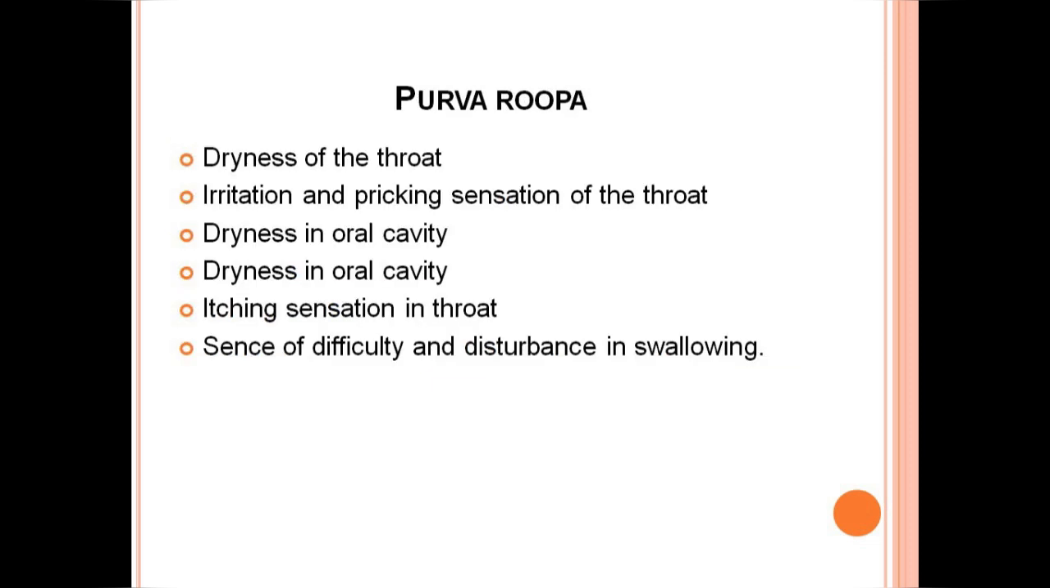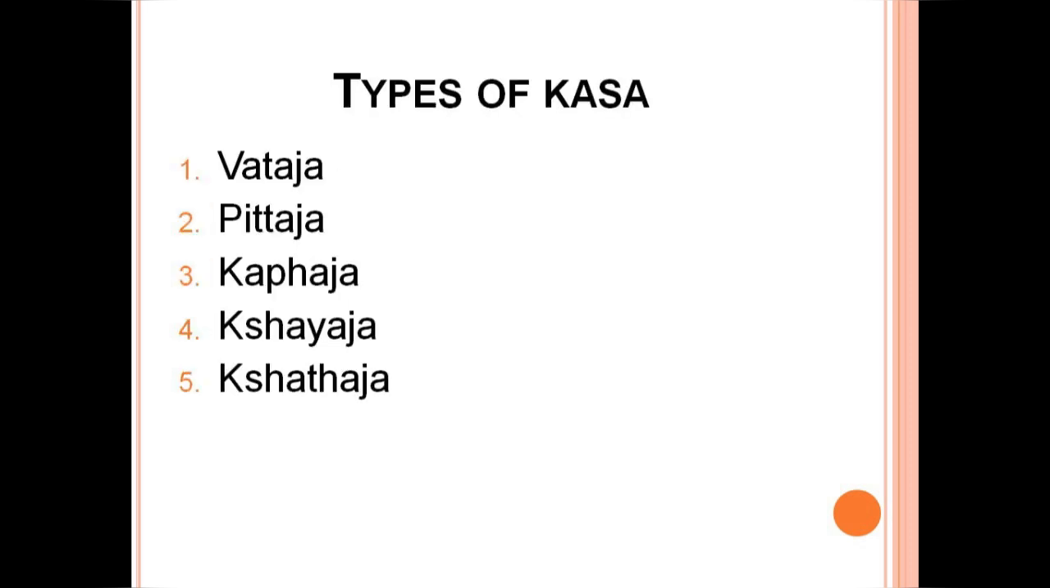And now it's Purvarupa, which are the premonitory symptoms of coughing. When you cough a lot, your throat gets very dry and there would be a sense of irritation in your throat, dryness in the oral cavity and a sense of itching in the throat. Since the throat is involved a lot in the process, there is difficulty in swallowing. So these are the premonitory symptoms of Kasa. Now types of Kasa.